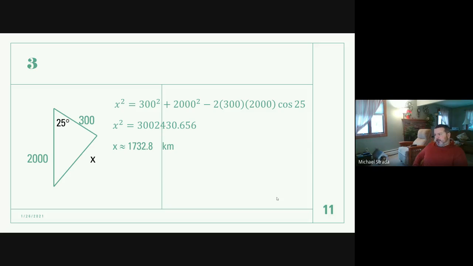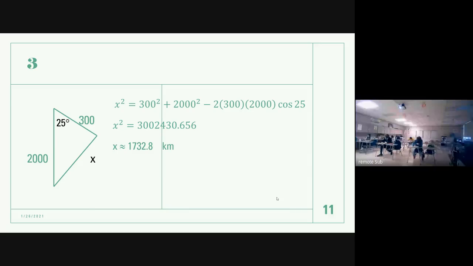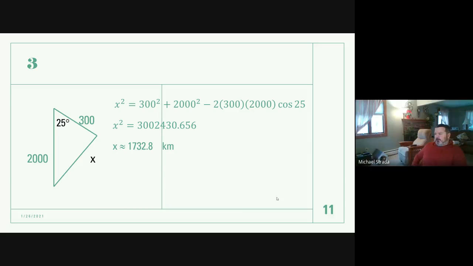All right. Everybody good? Remember, if they give you side angle side, it's law of cosines. Side side side, it's law of cosines. Two angles and a side or side side angle, it's law of sines.